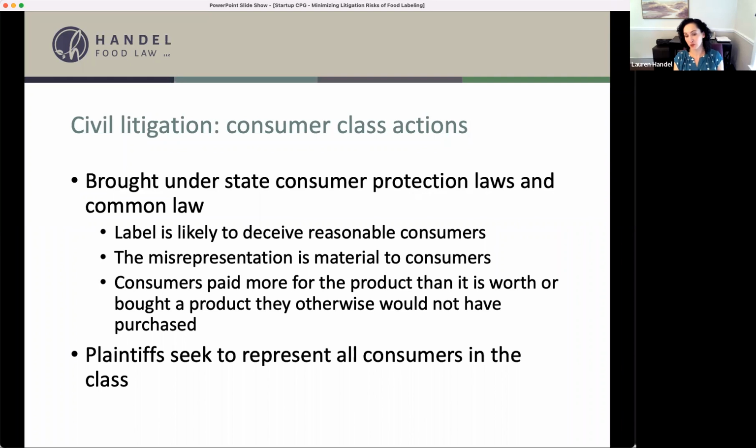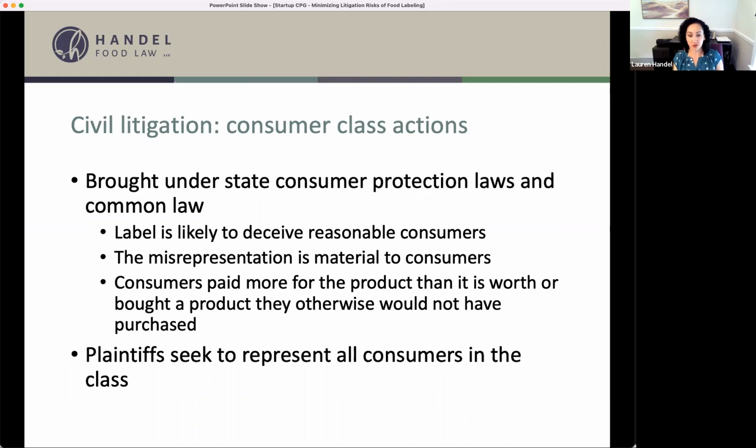And so there's basically two forms of that. One can be that the consumers paid more for the product than it was actually worth. So had it been labeled correctly, it would have commanded a lower price. Or they were tricked into buying a product that they otherwise would not have purchased at all. So in that case, their damage is the full amount that they paid for the product.